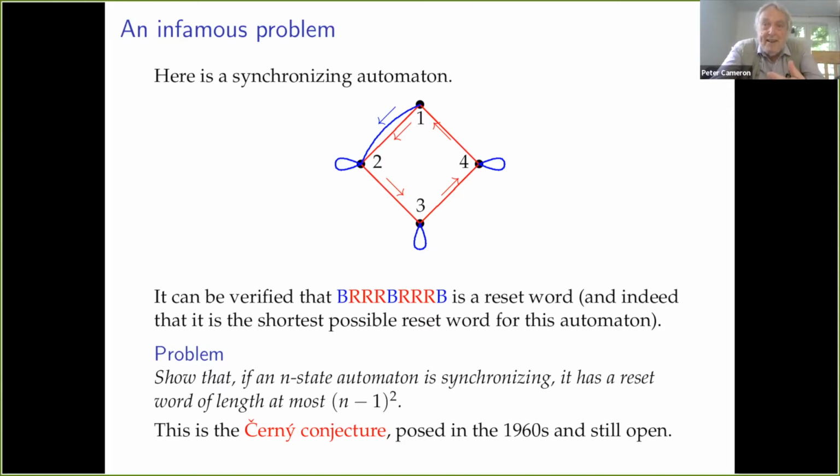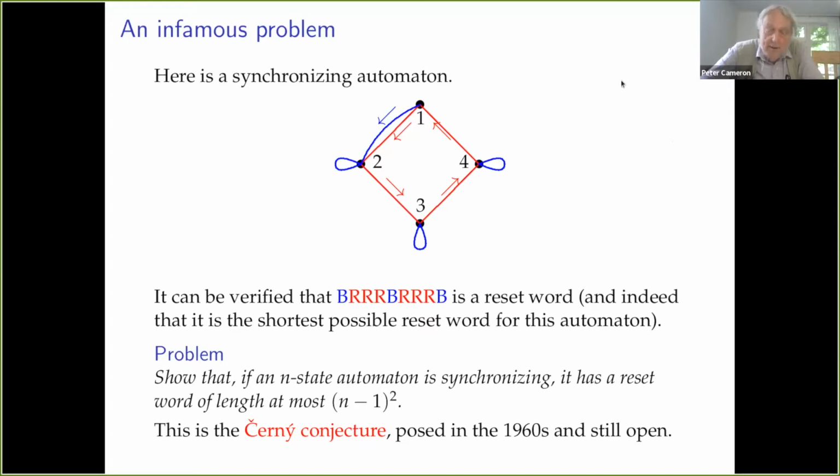So beware. So that's the Černý conjecture. And I started thinking about this, not because I wanted to solve the Černý conjecture, but because people I was working with were interested in it and were reformulating it in various ways.